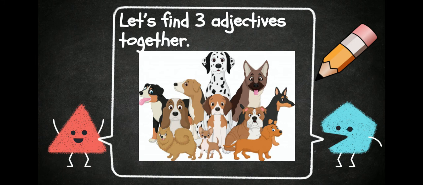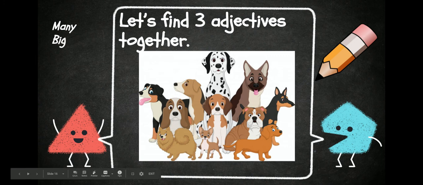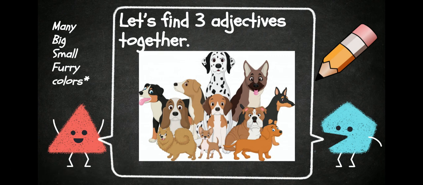Wow, those were great answers as well. Some of the examples that I chose are many, because there are many dogs, big, because there are some big dogs, small, because there are some small dogs, furry, because they all have fur, and they're different colors, like white, black, brown, tan, maybe even beige. All of these are adjectives that can be used to describe these dogs.